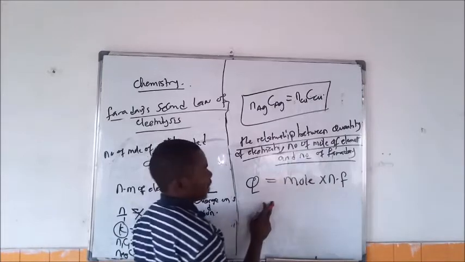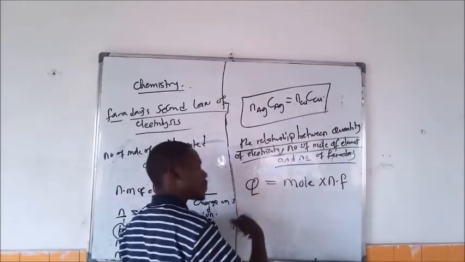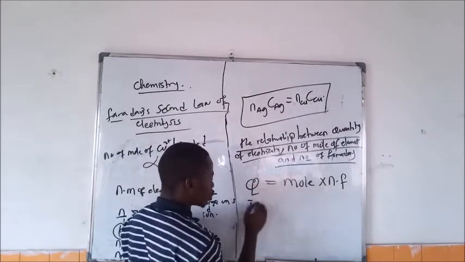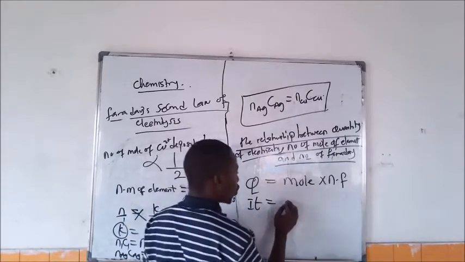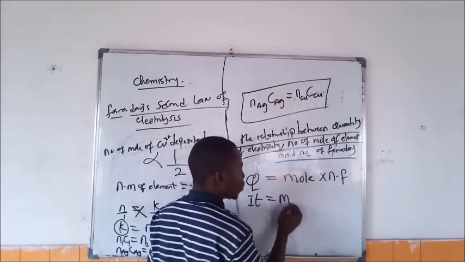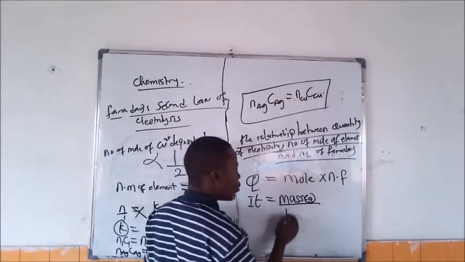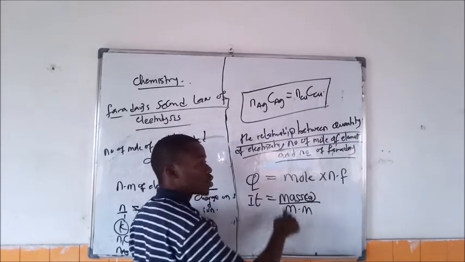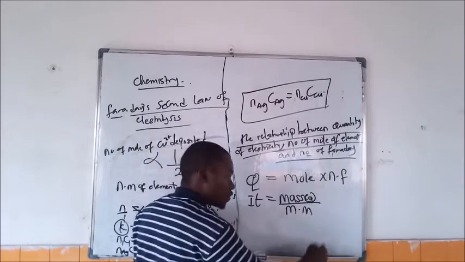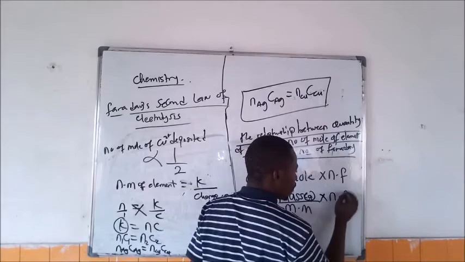Now, from here, you can get different things. If you have a particular current that is passed through the electrolyte for a certain time, then you can say Q is equal to IT, which is equal to mole. The mole of the substance, don't forget, can be the mass in gram of the substance divided by the molar mass of the substance, multiplied by the number of Faraday.